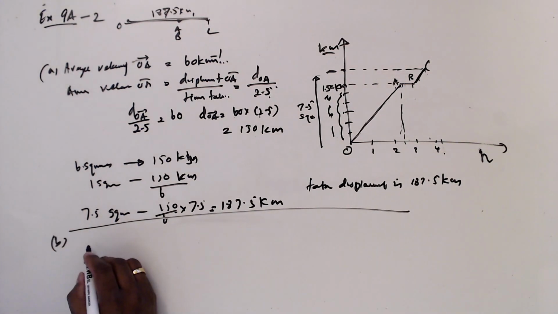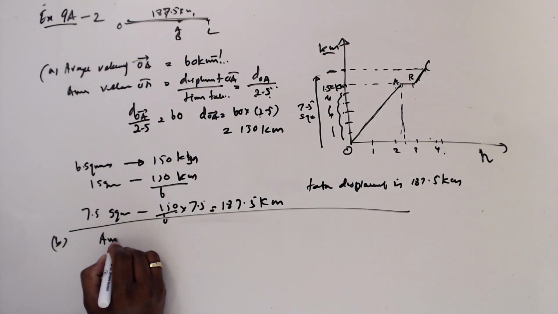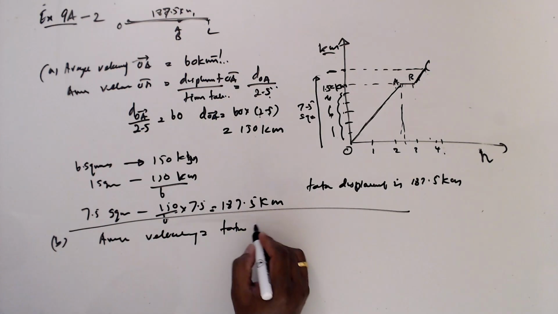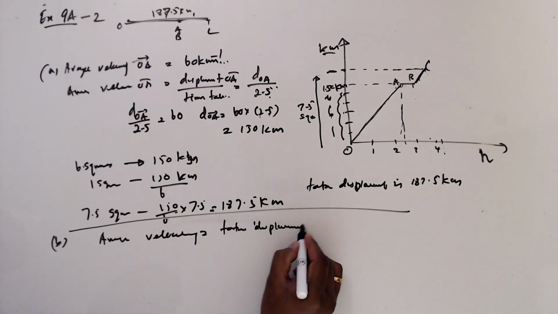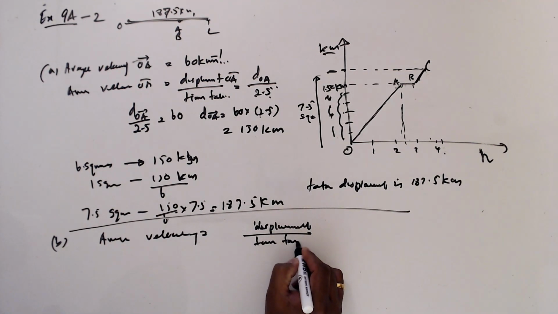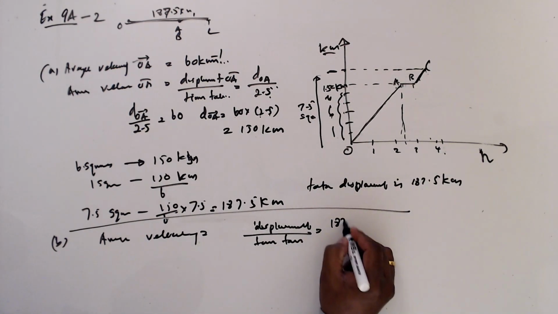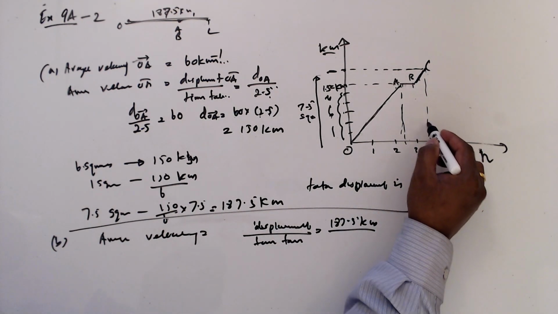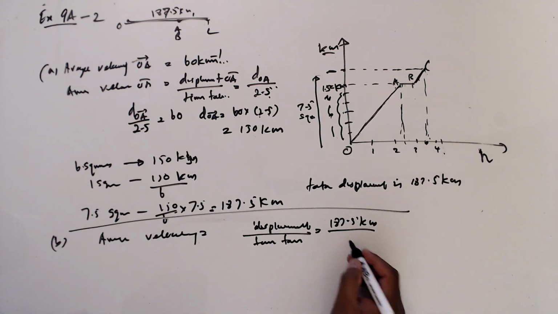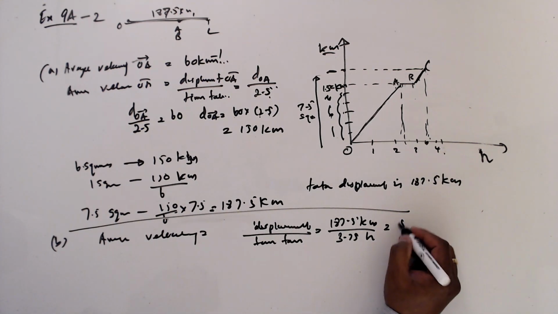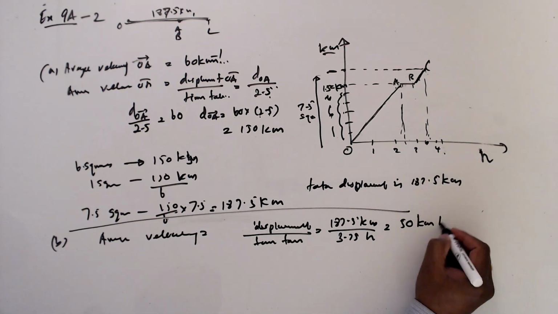And part B, work out the average velocity of journey. Average velocity is total displacement, or displacement, divided by time taken. So we know now this is 187.5 kilometer, and if you look at this number you will see that this is 3.75. So 3.75 hours. So this is going to be 50 kilometer per hour.